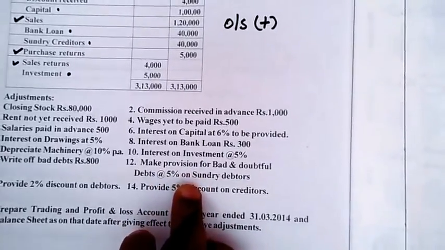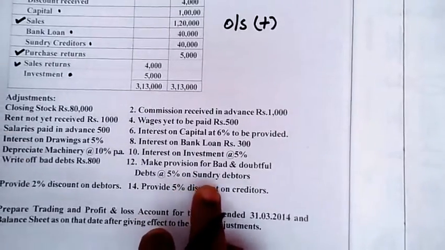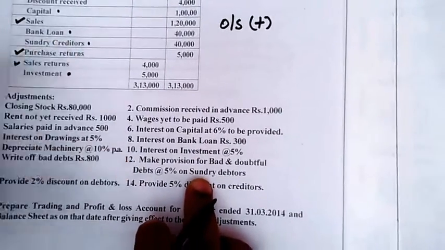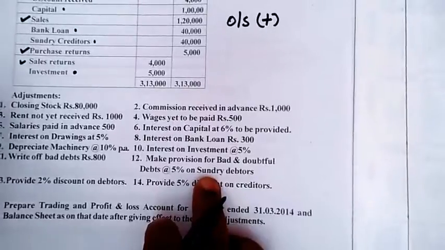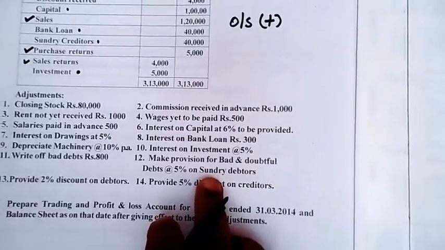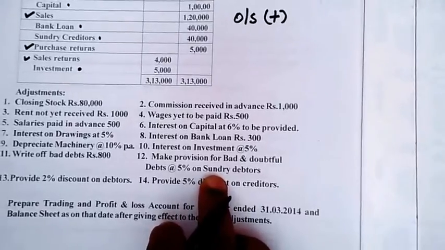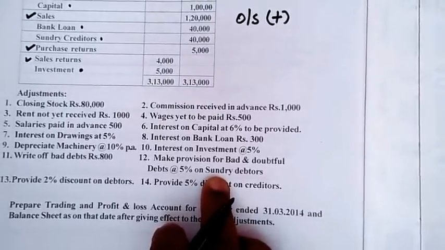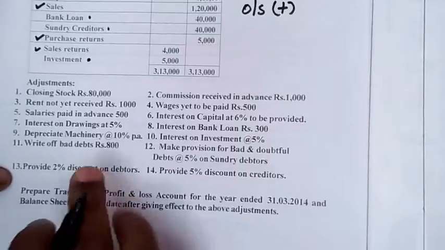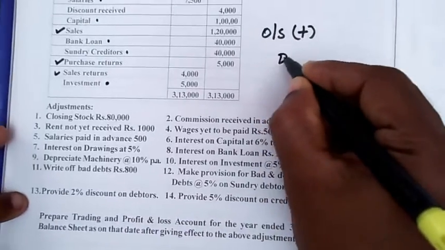So we need to make some provision for that. And after deducting bad debts and the provision for doubtful debts, the remaining debtors are called good debtors. Good debtor means they are ready to pay. They are going to make payment. So for them you can allow some discount. Let me explain again.